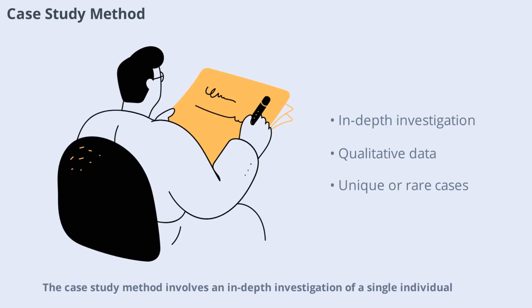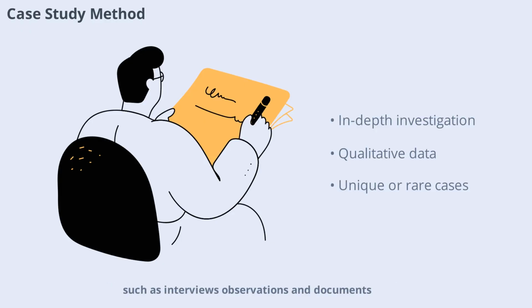The case study method involves an in-depth investigation of a single individual, group, or event. This approach is particularly useful for exploring rare, unique cases that can't be replicated in a lab. Case studies provide detailed qualitative data and often use multiple sources of information, such as interviews, observations, and documents. While the findings may not always be generalizable, they can offer valuable insights and generate new hypotheses for further research.